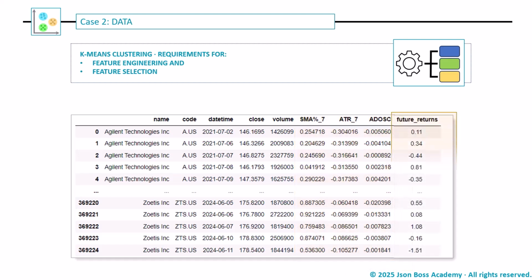Additionally, we will add the returns of the next day, not to use in the clustering but to evaluate each group later. We will do this seeing if there is a trend in the returns, whether upward or downward, in each group.